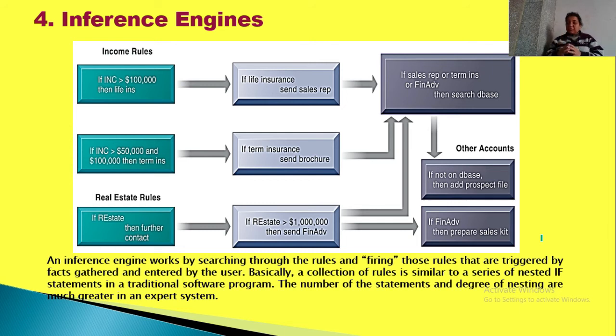In an expert system, there is a probability that there is a very big number of nested if-else statements. As given here in the example, multiple rules are given and the inference engine goes through these rules to come up with some outcome, which is given at the end.